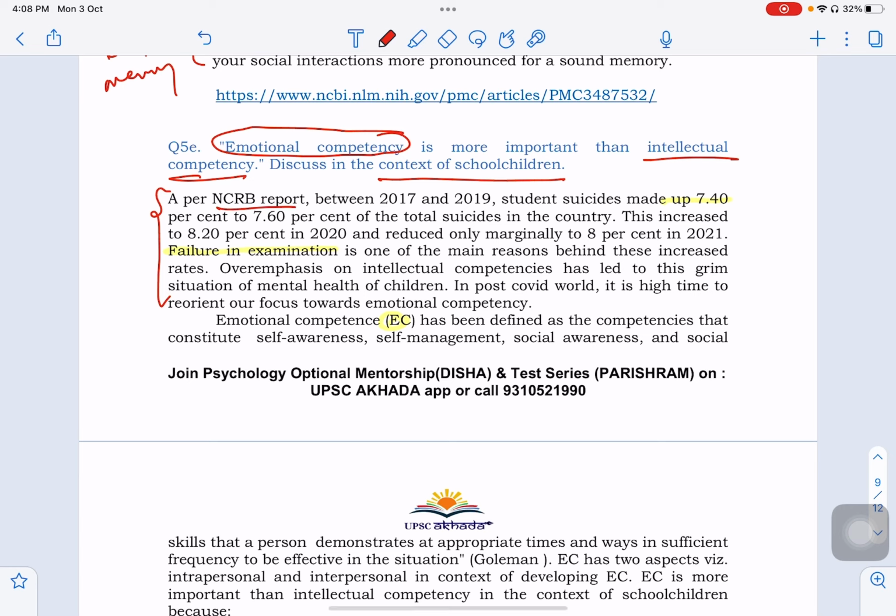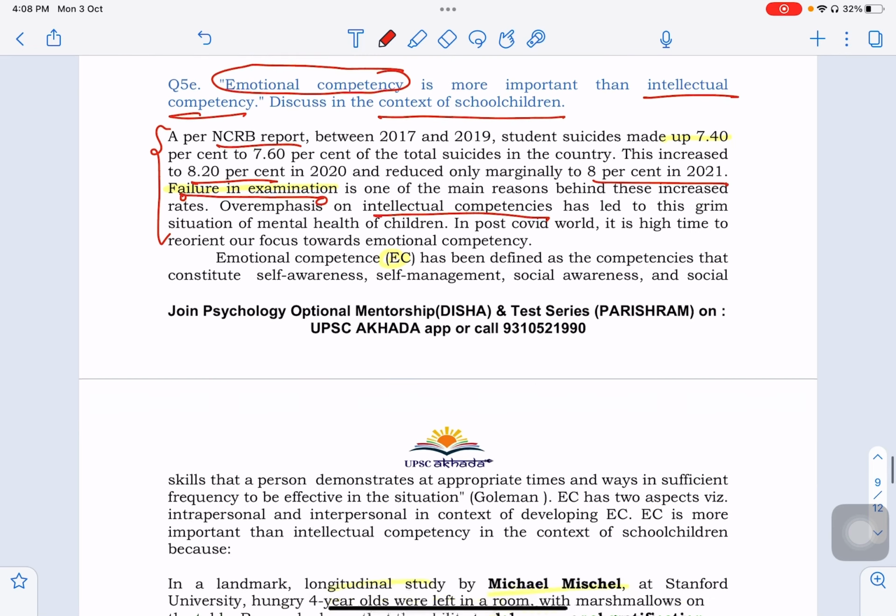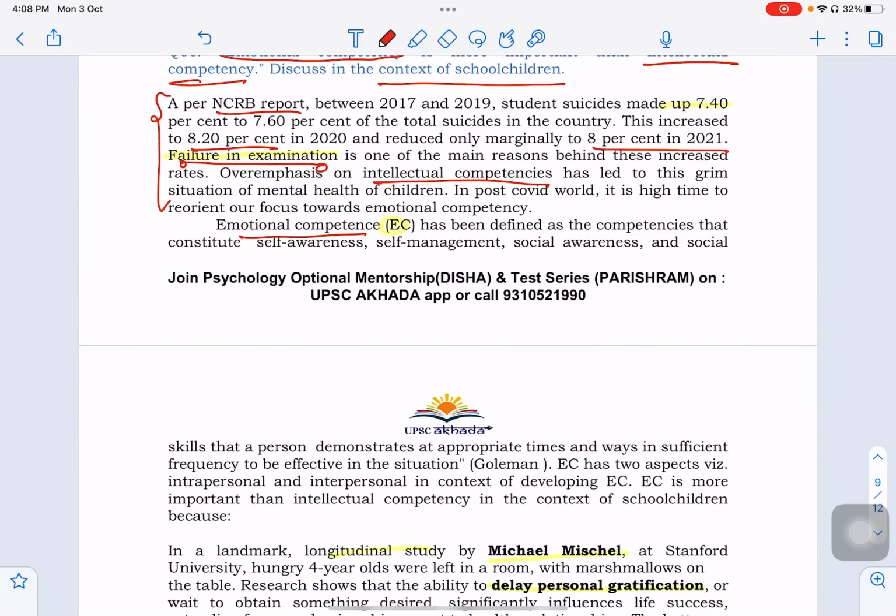So I took data from the NCRB report, which says that from 2017 to 2020 the suicide rates among children have been increasing, and only marginally decreased in 2021. And the main reason behind it is failure in examination. And the reason is clear, because of overemphasis on intellectual competencies.